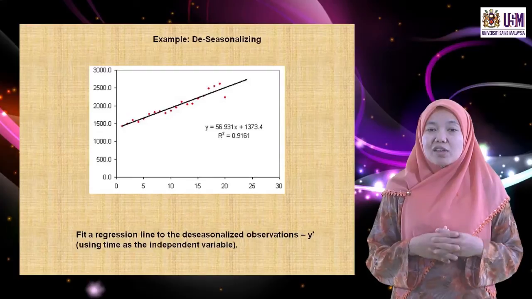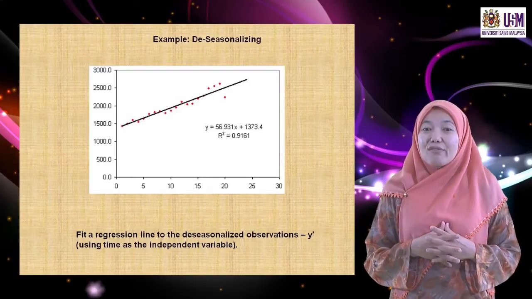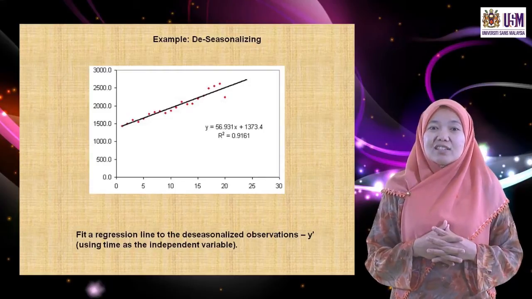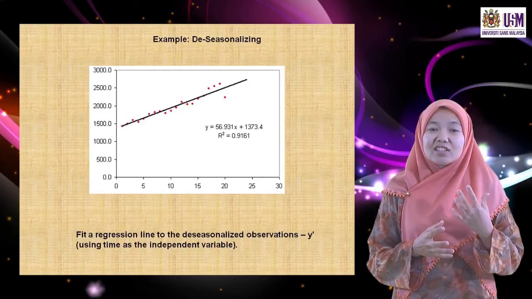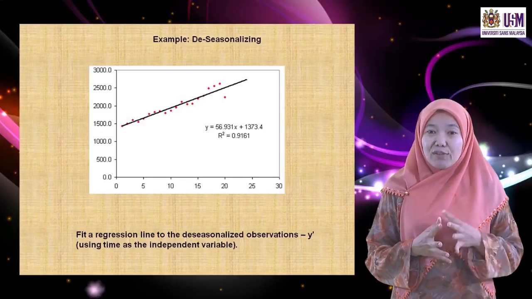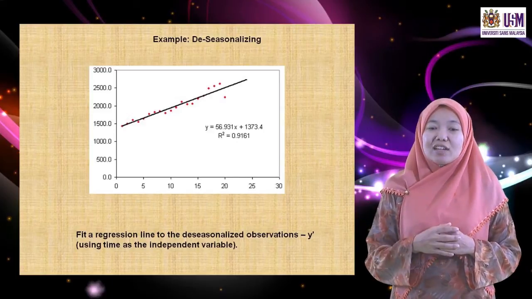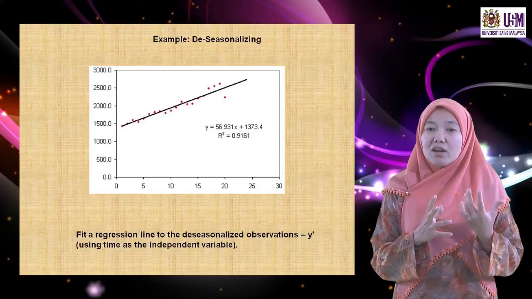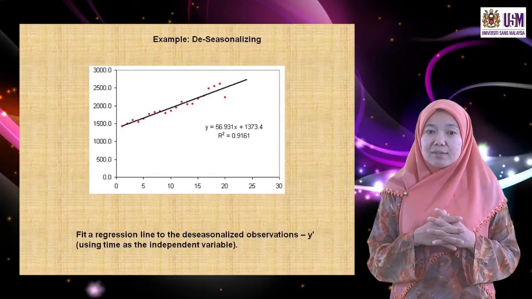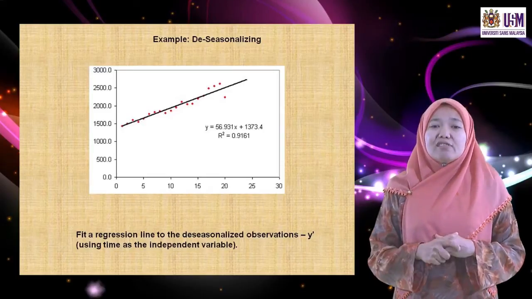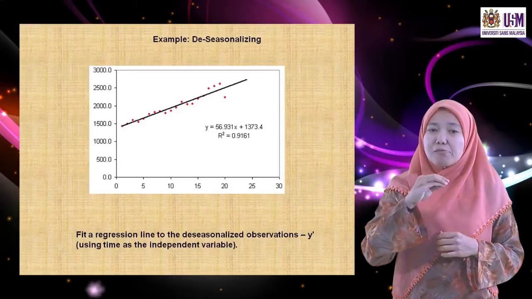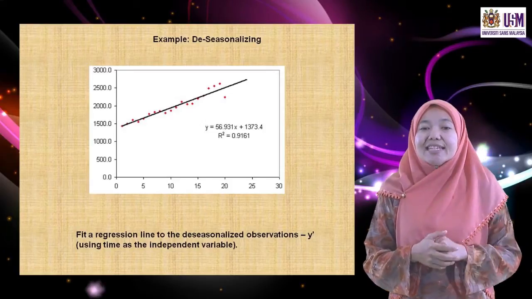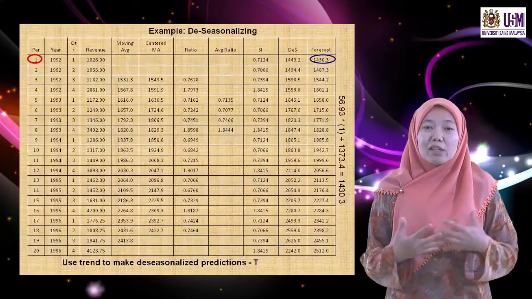If you plug the deseasonalized values into the software, this is what you get in terms of your graphs. The red dots are your deseasonalized values, and you can fit a regression line to these deseasonalized observations, basically to give you a regression equation. Take note, the red dots, the deseasonalized values, are very much smoother compared to the actual observations with their jagged ups and downs. Now back to our table.